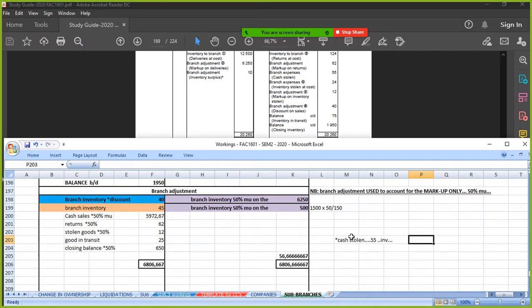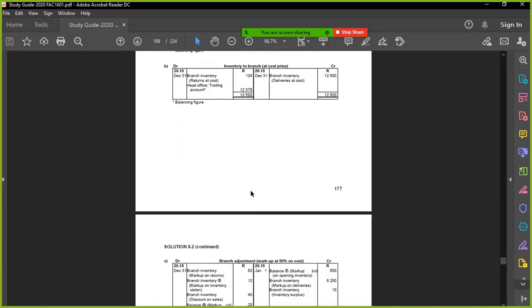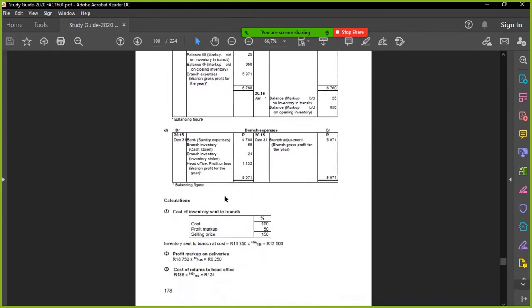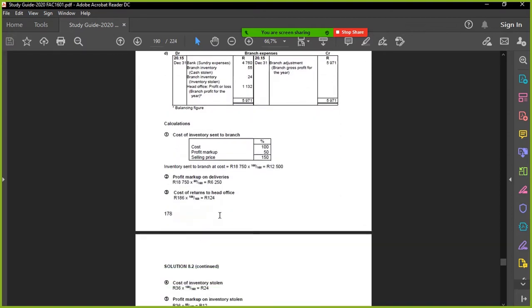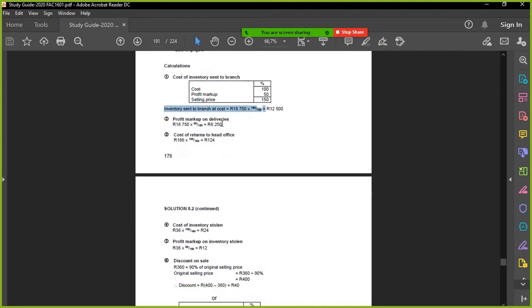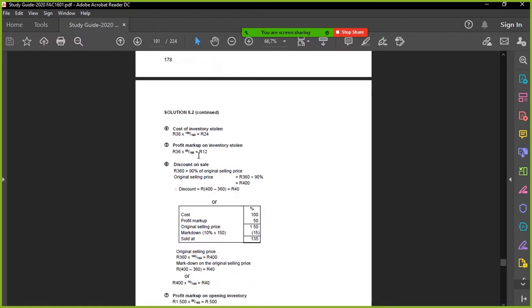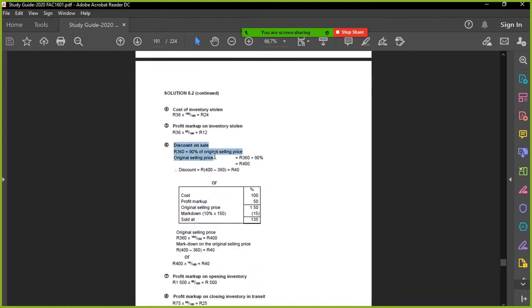Let's see if there's a working for this adjustment. Why do they have an adjustment here? That's strange. Let's see. If we go look at the adjustment, where's the working for that adjustment? All right, here's the cost. Cost, markup, selling price, fine, happy with that. Inventory, yeah, that's fine. That was the profit, fine. That was the return, all of this is fine, happy with all of that. The discount was fine. See, they have the same working. They've also got the 40. I agree with that.